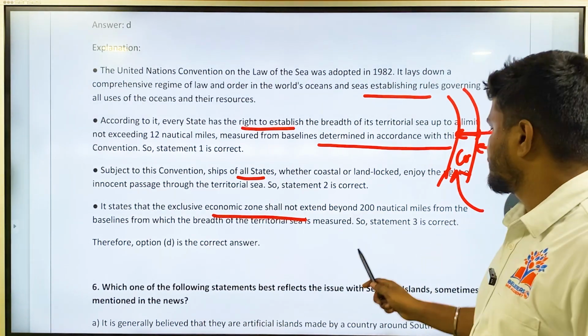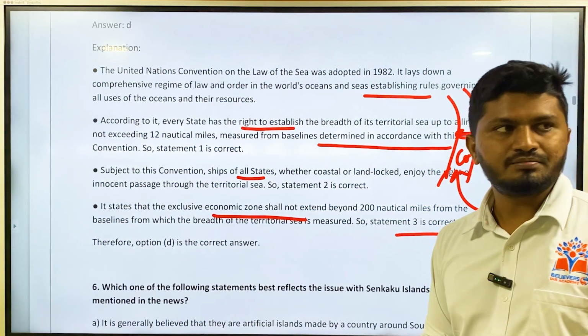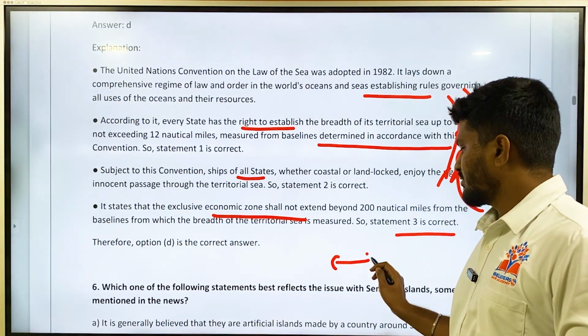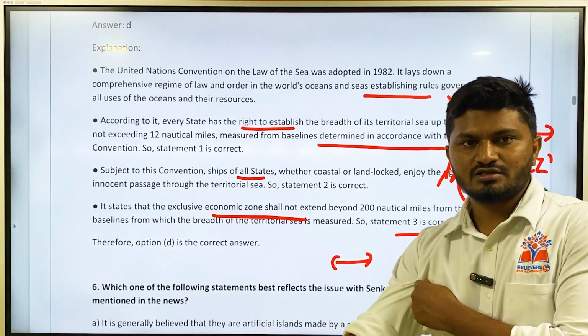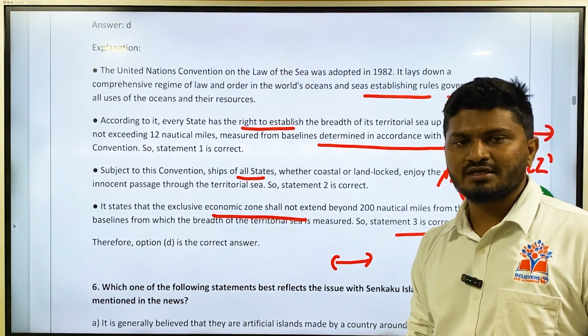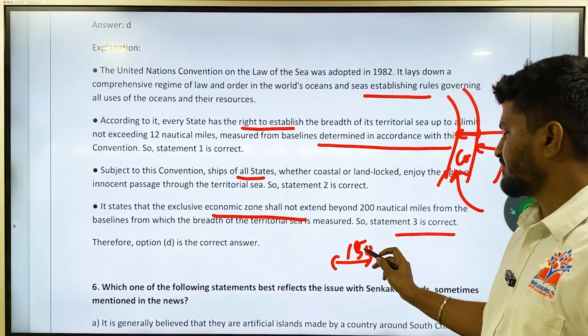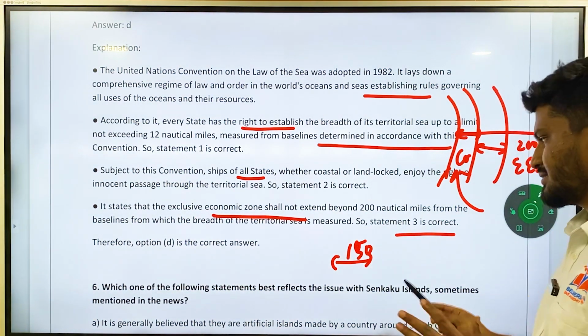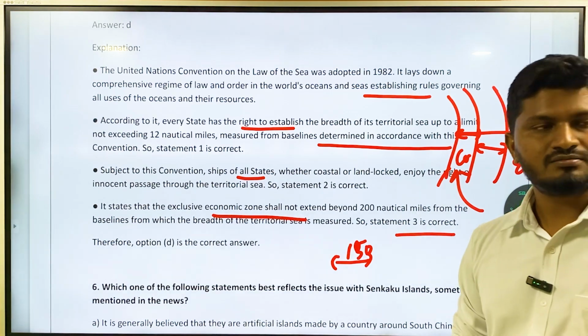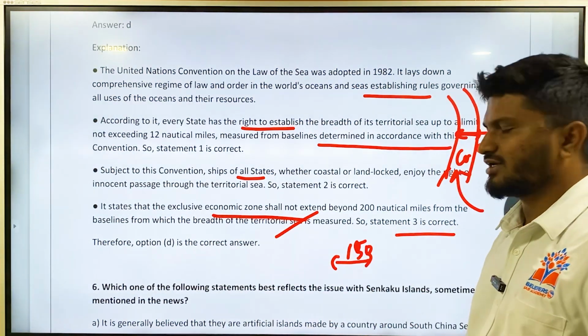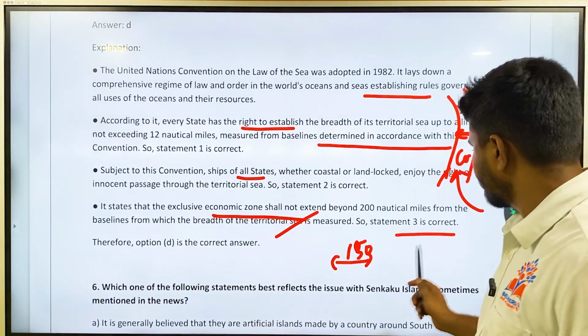Okay, so statement 3 is also correct, but based on the continental shelf legal authority, the seabed authority, they can extend it for another 100 or 150 nautical miles. But it is an extra provision, and according to the UN clause provisions, only 200 nautical miles is the correct answer.